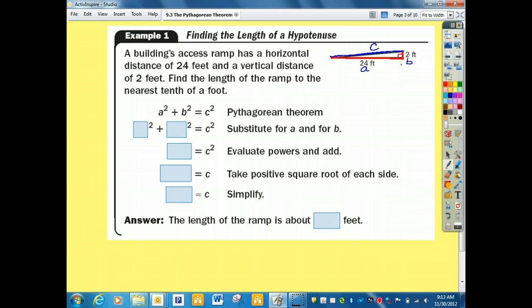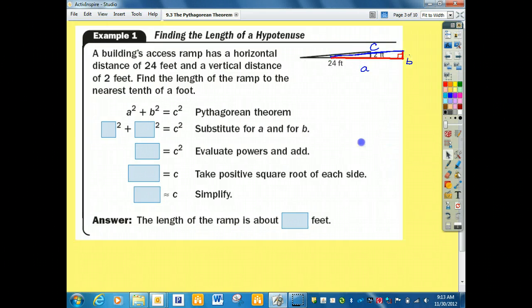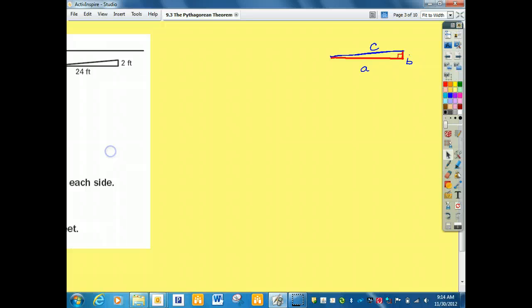Let's fill in the blanks. I'm going to slide this over because I don't have enough room. I like to write it as an equation, so if you guys will write this to the side of your notes. Always start out writing the Pythagorean Theorem. A squared plus b squared equals c squared. Draw your line down your equation.